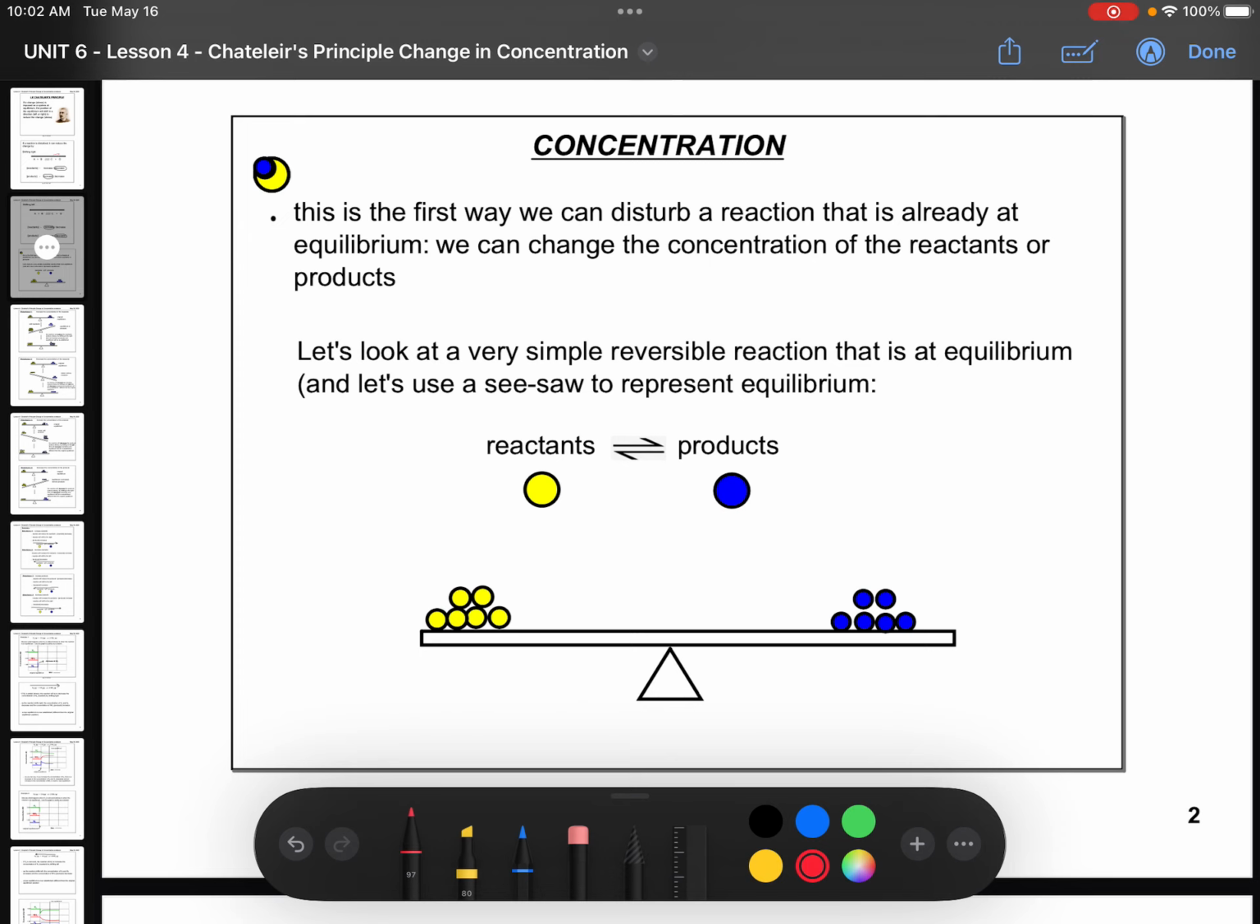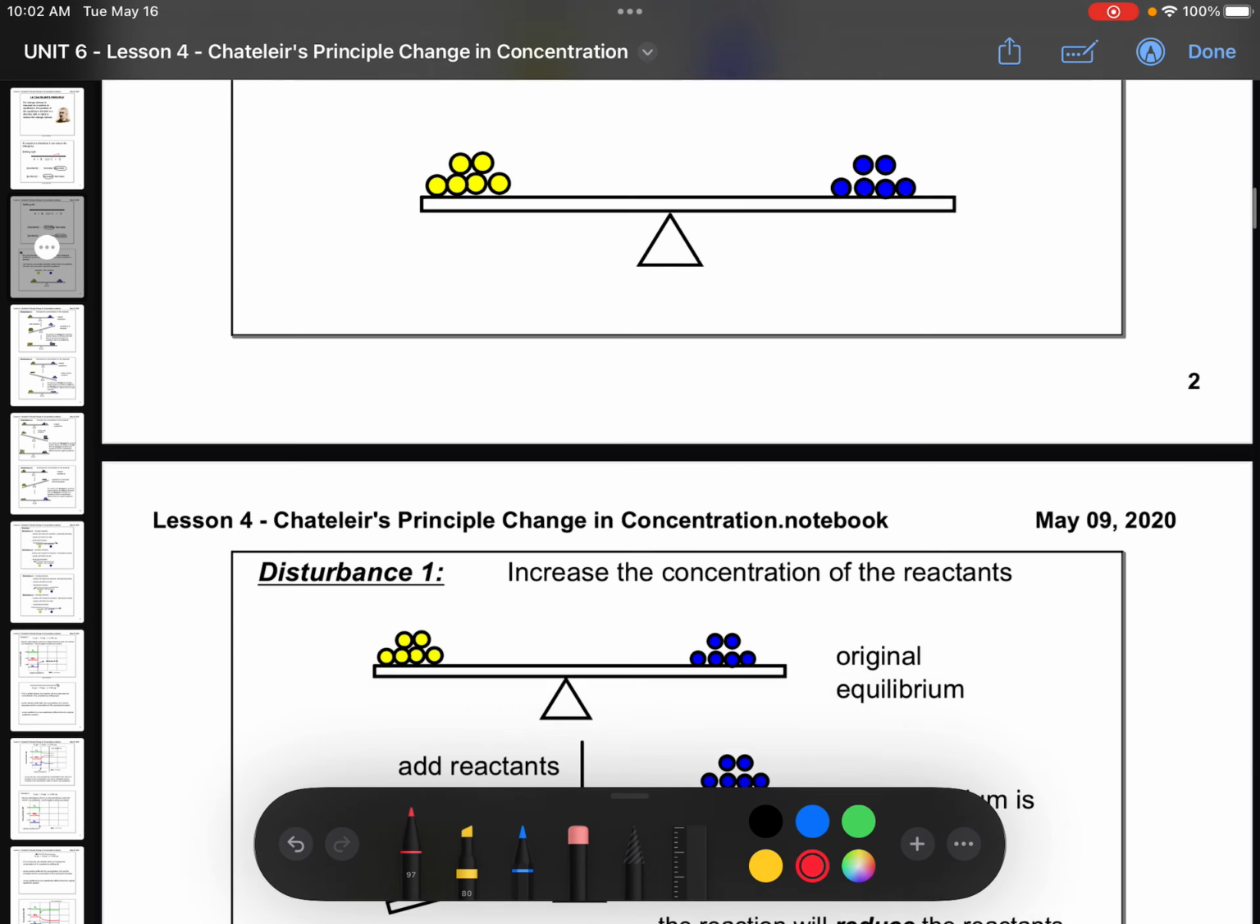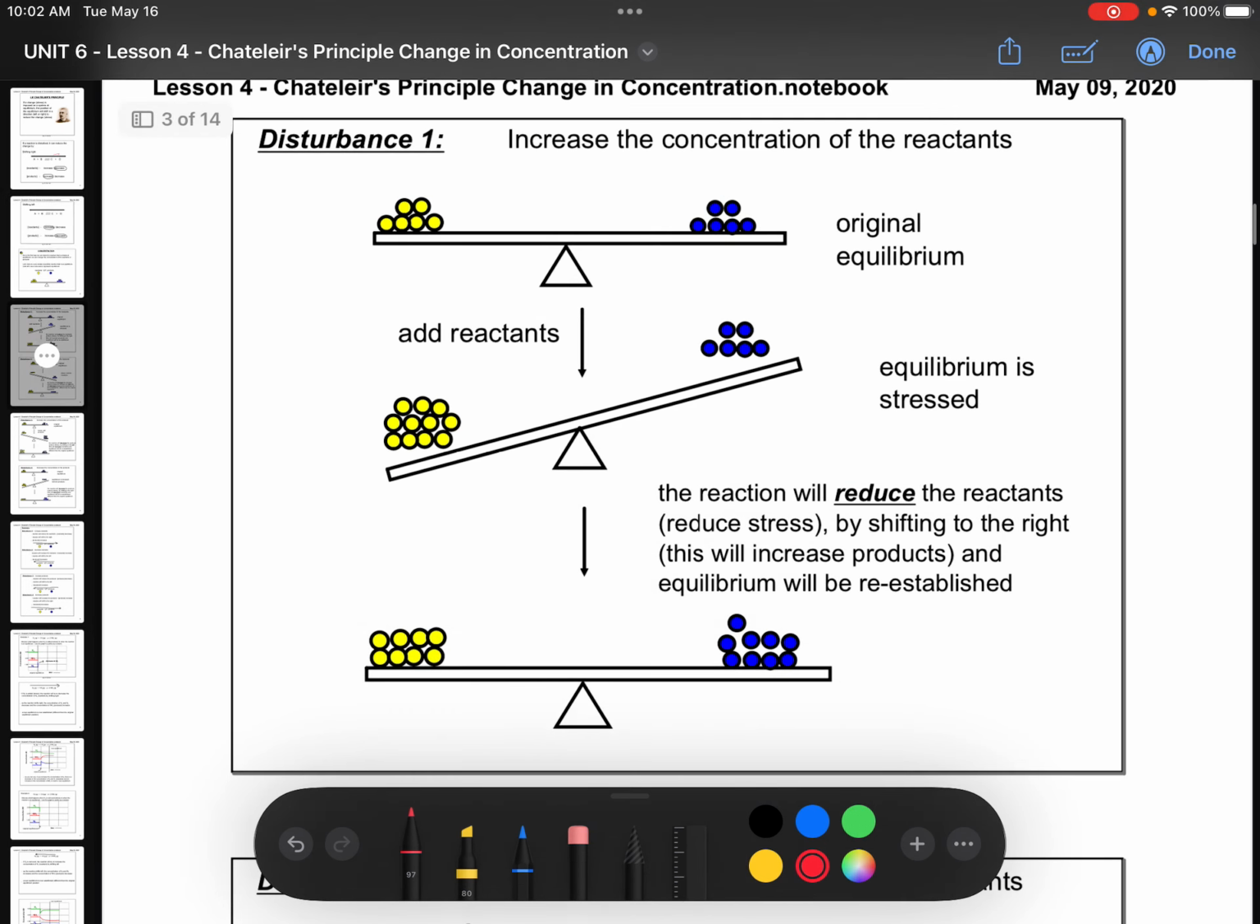So when we look at this shifting, we're looking at the shift in concentration. We're not looking at the shift of mass, we're looking at the shift of concentration. So if anything is disturbed when it's at equilibrium, we're going to have a shift in concentration of our reactants and products. So when we look at our reversible reactions at equilibrium, we can see it like a seesaw. So there are 4 different disturbances.